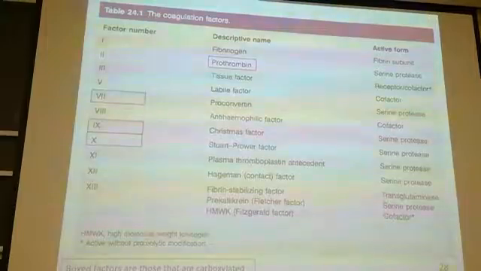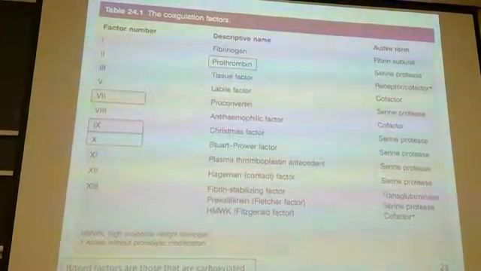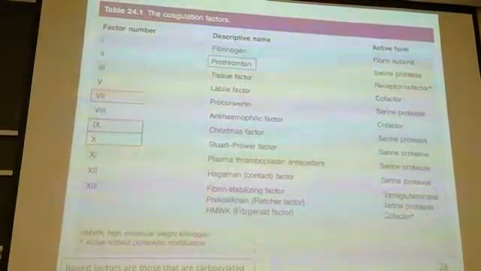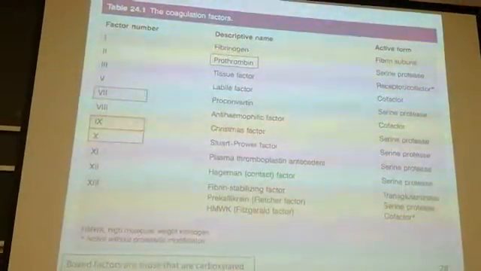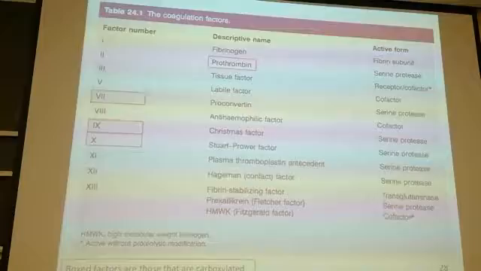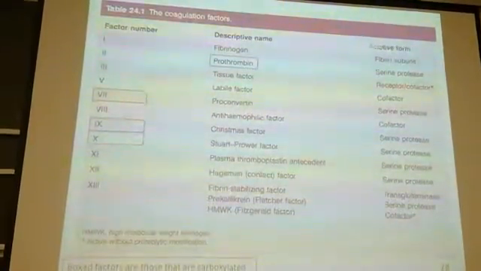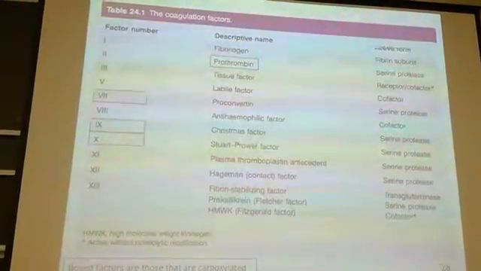Like the only carboxylated one, or... That's correct. So only the carboxylated ones have a direct vitamin K relationship, but if you don't have carboxylation of these, the whole cascade kind of breaks down. You don't have successful coagulation.